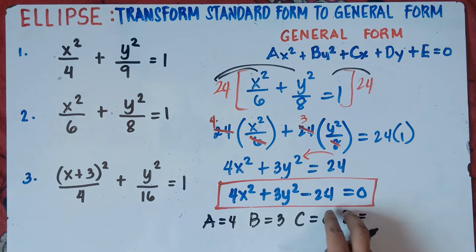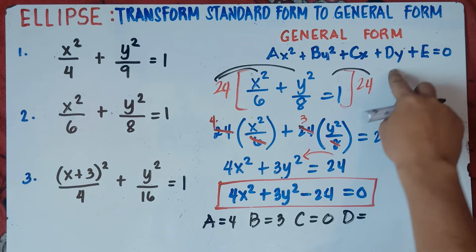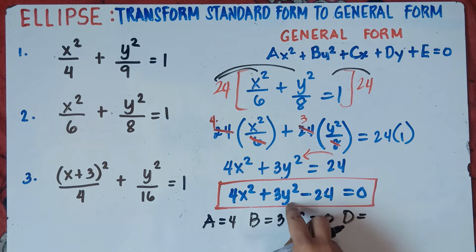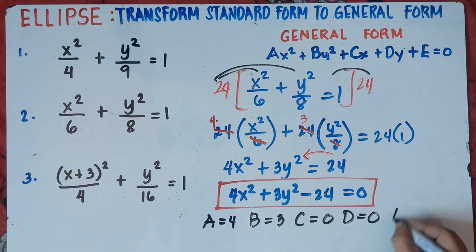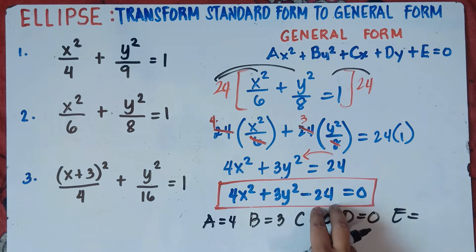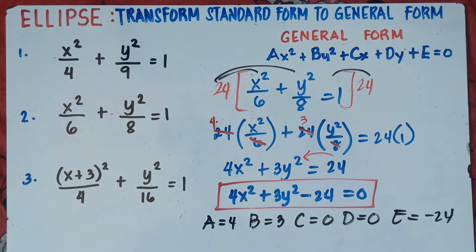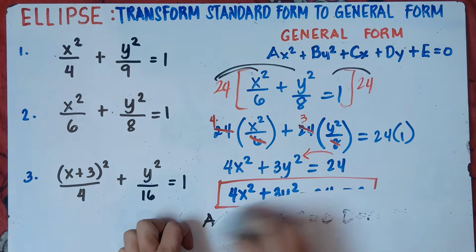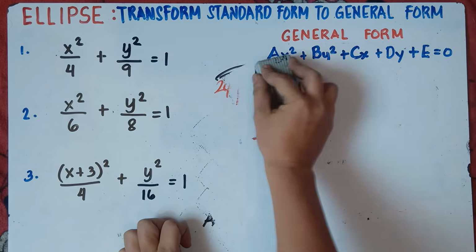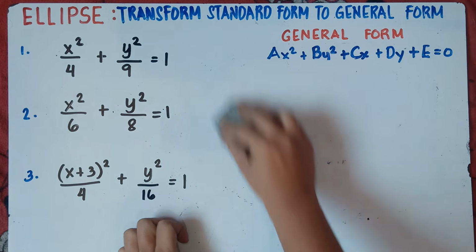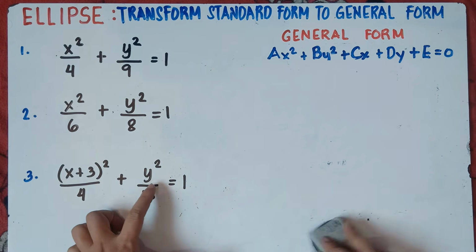Our D is beside y with an exponent of 1. Nope, we only have y squared, so our D is 0. And our E is the constant, the number alone: negative 24. That's it, class. A, B, C, D, E, all set for number 2. Easy, right? So let's try number 3. For number 3, class, we have the value of H, but we don't have the value of K.